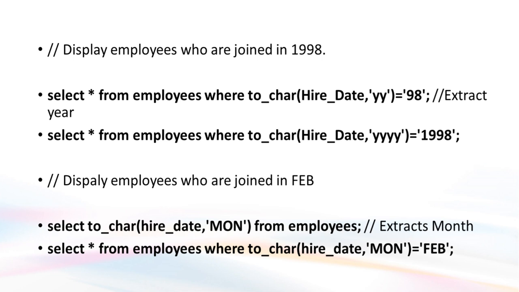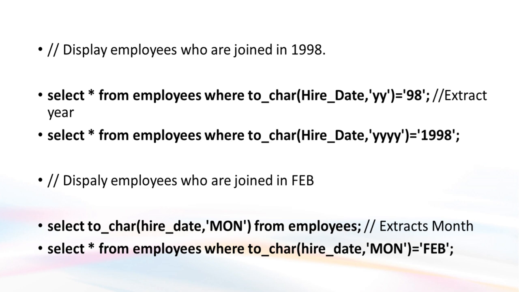In the next query, I have taken select star from employees where TO_CHAR, we need to extract the full year from hire date. So hire date comma YYYY. I want to extract the full year, and whatever is extracted in this condition, I'm comparing with 1998. Now this will filter all the rows. So whoever joined in 1998, only we will get those records. Okay, so let us try this. These queries you need to practice. Apart from these queries, I will also give more queries for your practice.